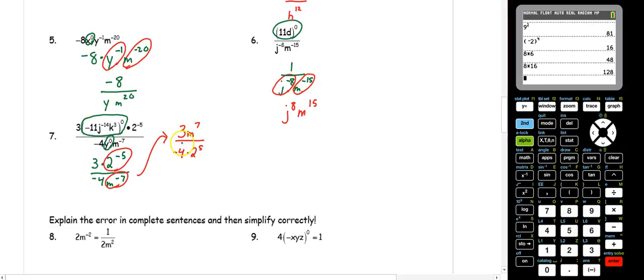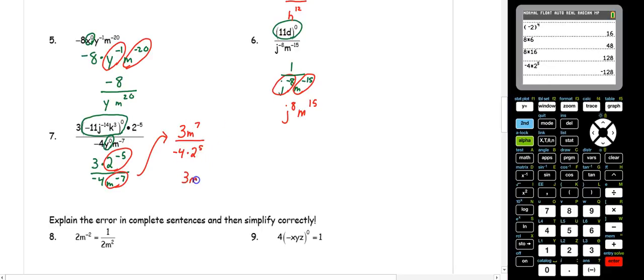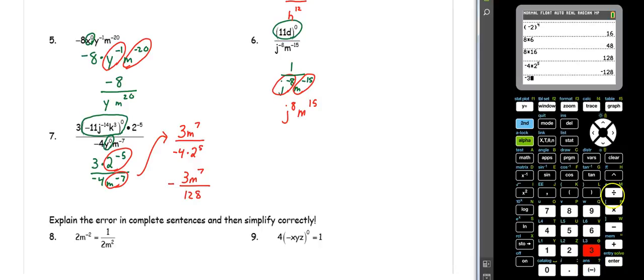So I can simplify this bottom. I can just put it all into the calculator, negative 4 times 2 to the power of 5, which gets us negative 128. 3m to the 7th over negative 128. We can just take the negative sign and move it out front. I want to double check, does negative 3 divided by 128 reduce? So I'm going to put that fraction into my calculator, math, enter, enter, and in this case I get the same fraction back, so I can't reduce that at all.